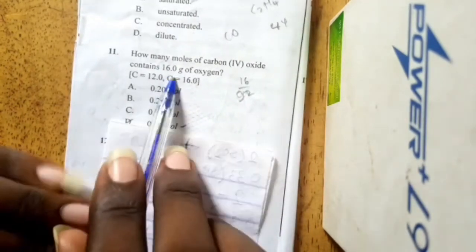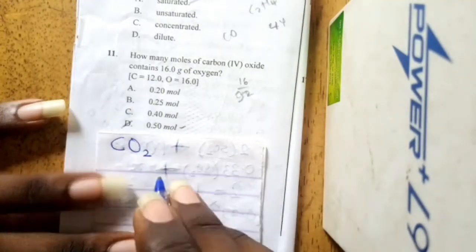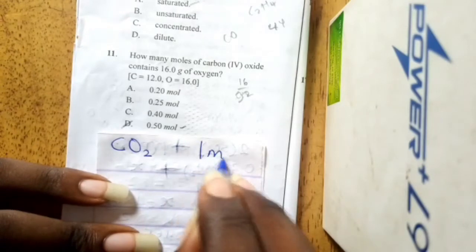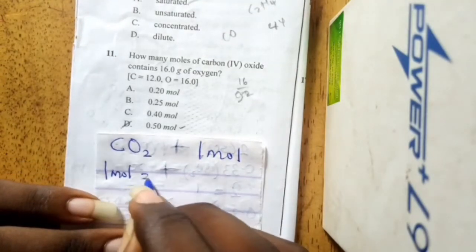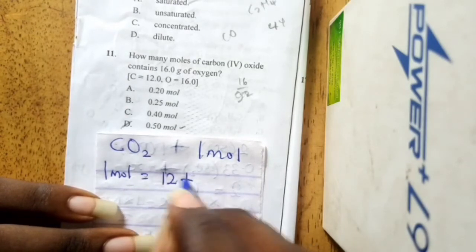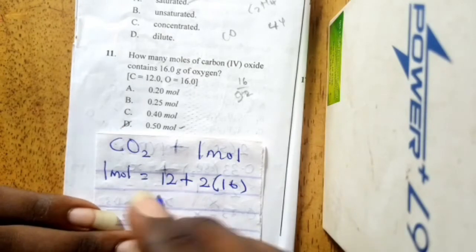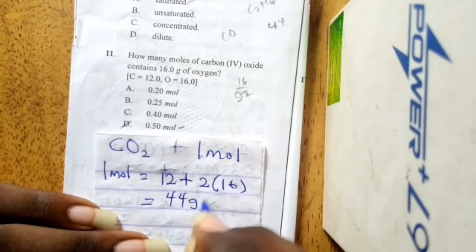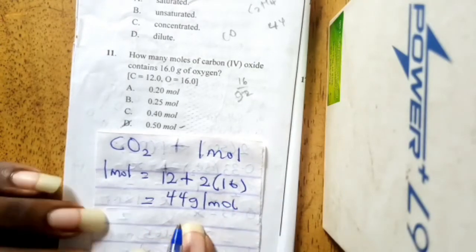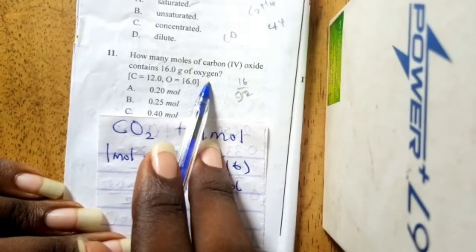So I have another objective question, same like past question. It says how many moles of carbon dioxide contains 16 gram of oxygen? Now, this is carbon dioxide. This is 1 mole of carbon dioxide. 1 mole of carbon dioxide gives us 12 plus 2 into 16, the relative molecular mass. That's 44 gram per mole. So we are told how many moles of carbon dioxide contains 16 gram of oxygen.